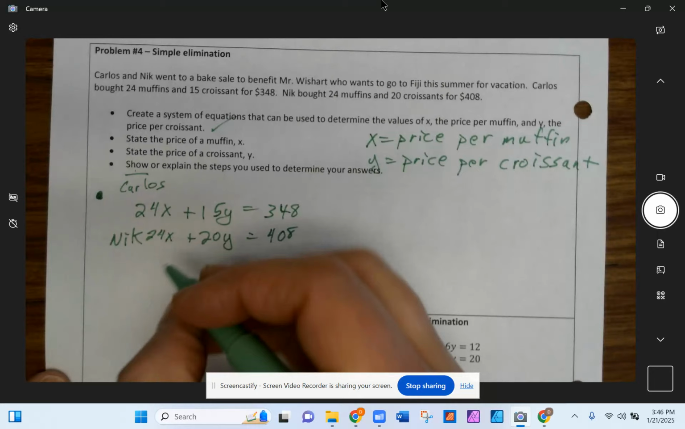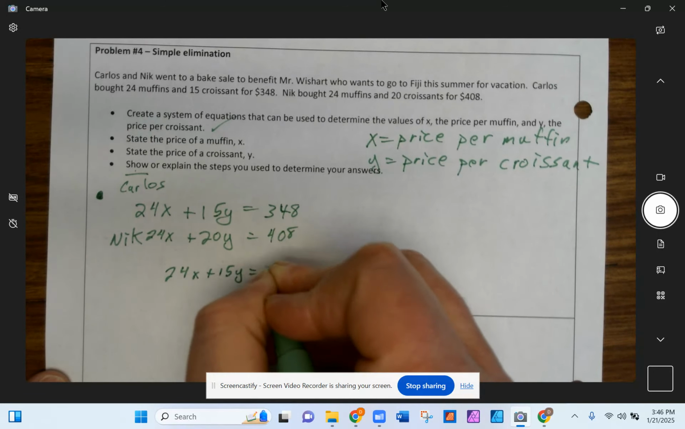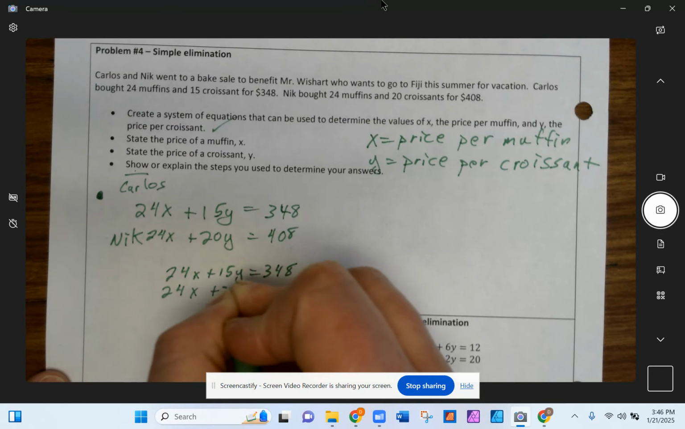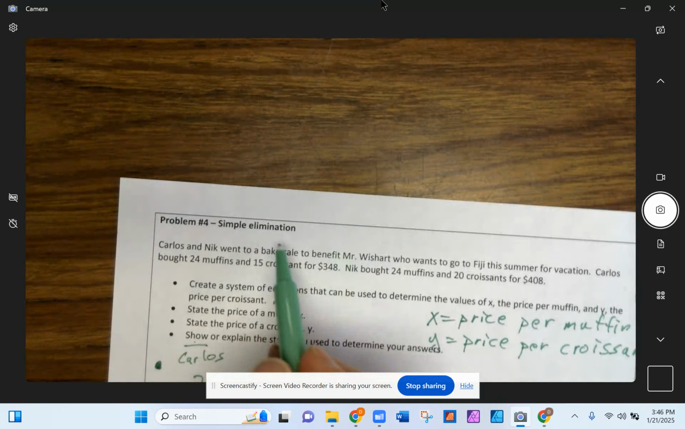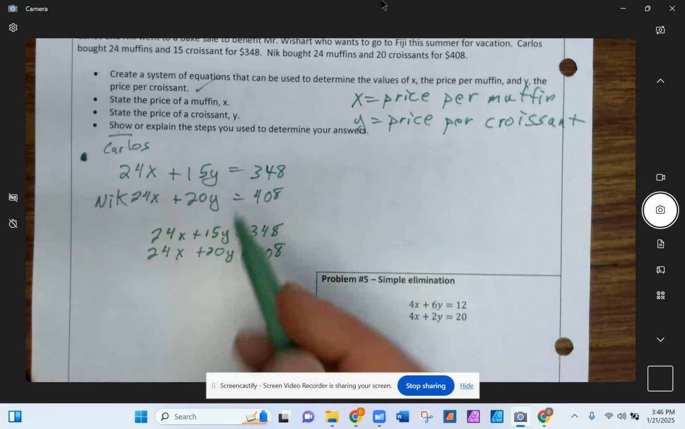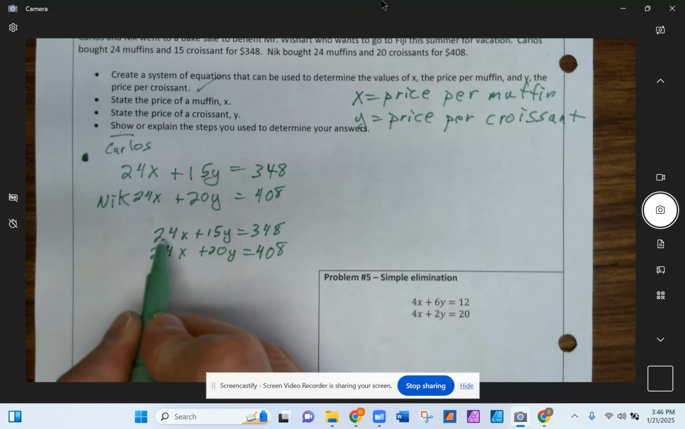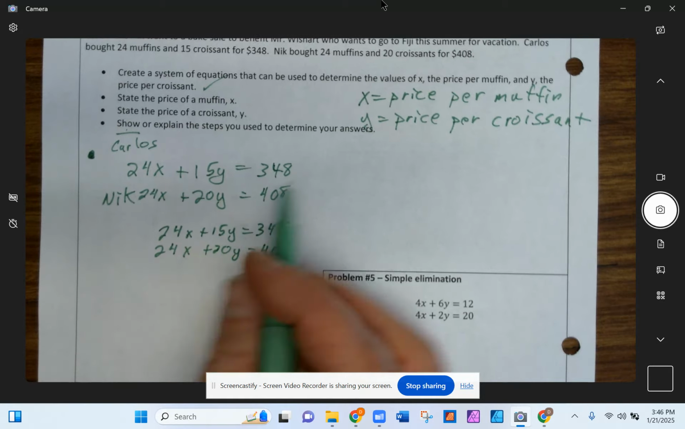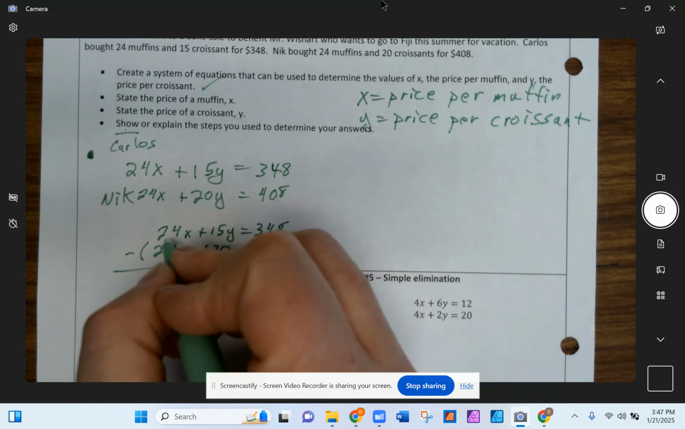But anyway, the idea here is I'm going to take my equations plus 15y equals 348, and then 24x plus 20y equals 408. The idea here is that we want to eliminate a variable so that it becomes easier to solve. Because if I just look at one of these equations, like this first one right here, it's got 2 variables, so I can't solve it, but by combining them, I can kind of eliminate a variable. Now what I'm going to do is I'm going to subtract one equation from the other.